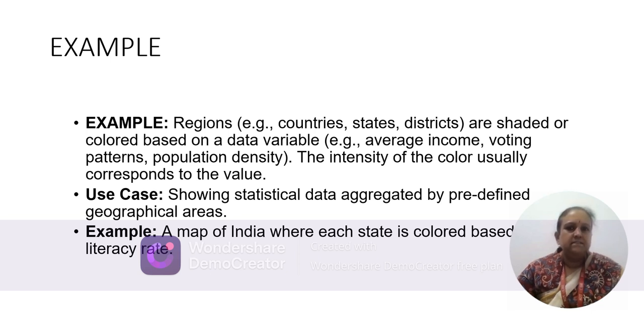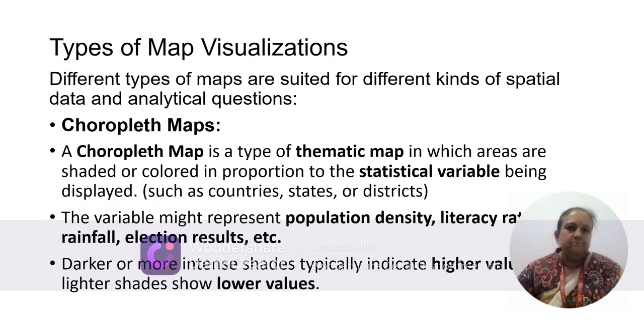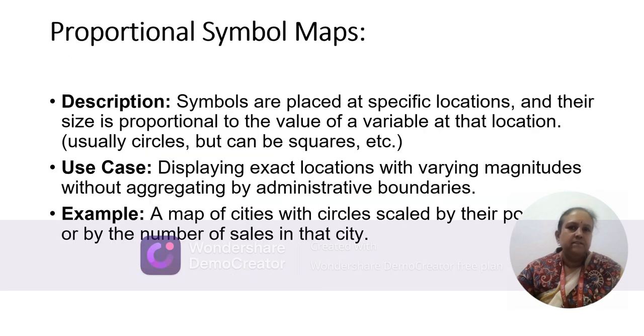Here, in this example, it is based on the US map, which is shaded in darker blue where the population density is higher. You can look at the population density, where a darker color means those particular states are higher in population, and the lighter ones are lower in population density. So, choropleth maps are thematic maps in which the areas are shaded or colored.